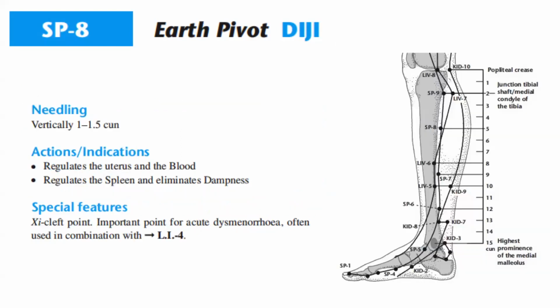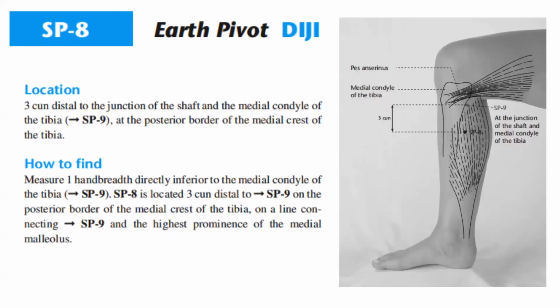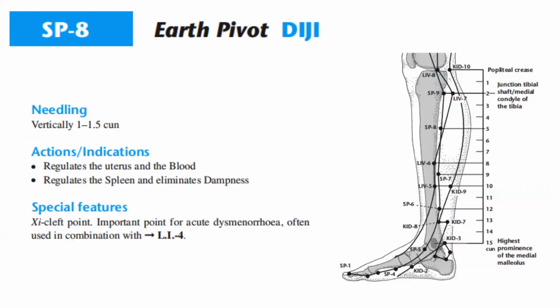Here we have an illustration of where spleen 8 and spleen 9 are located. So needling spleen 8 is done vertically 1 to 1.5 chun in depth.